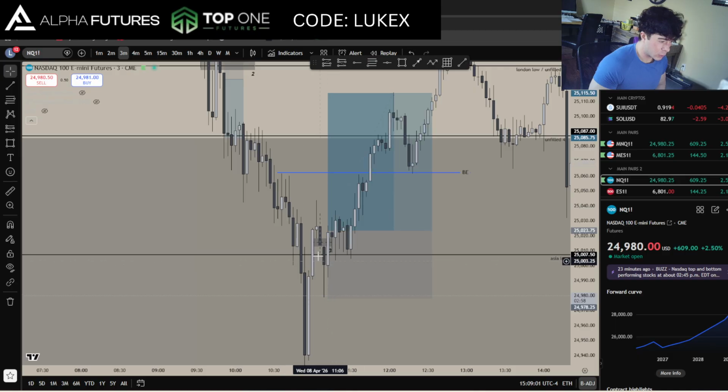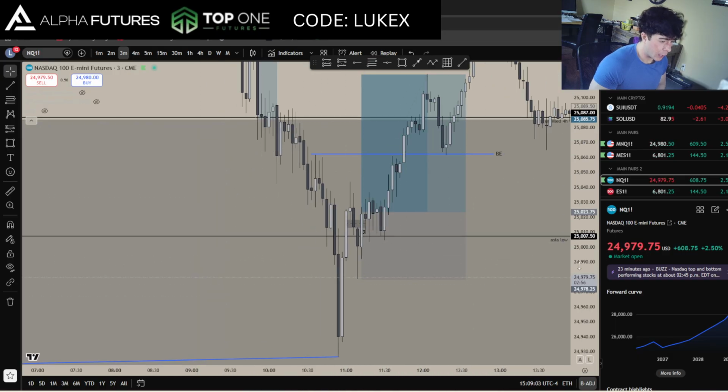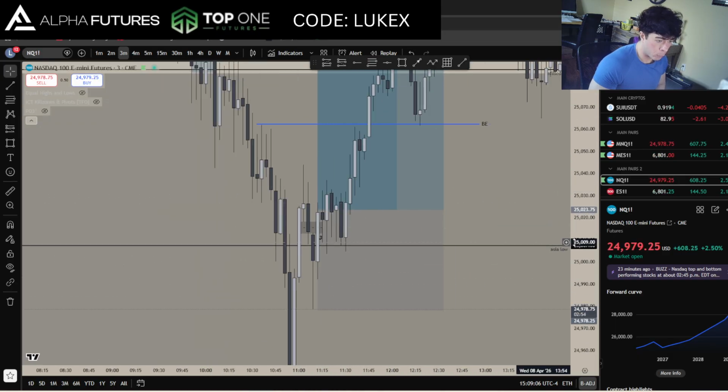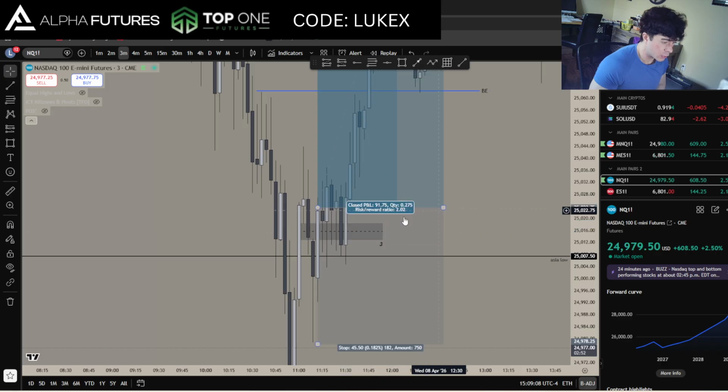So again, price is respecting this 3-minute gap. What am I doing? I'm looking for an entry to confirm bullish order flow. So this is my entry right here, 3-minute inversion. This is on the 11-12 candle if you guys want to go back and look.